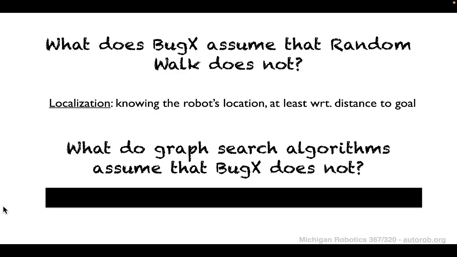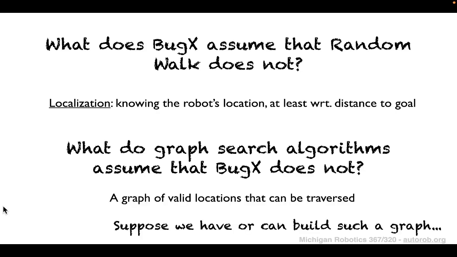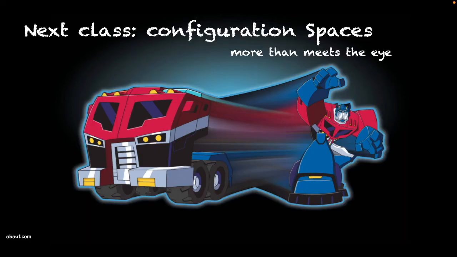Another useful question is to consider what the graph search algorithms that we looked at earlier in the course assume access to that the bug algorithms do not. The answer is that the graph search algorithms, by the name, require a graph of valid locations that are valid with respect to collisions in configuration space. In addition, they need to be able to build up this graph, so they're going to require additional memory. And the bug algorithms that we looked at do not have this capacity.